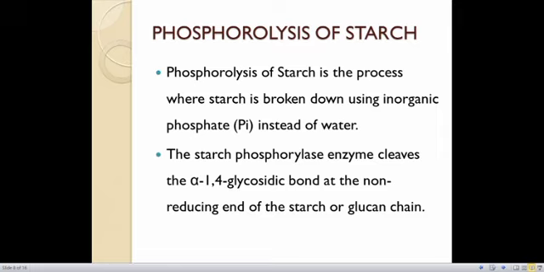We know that starch is the main storage form of energy in plant cell. There are alpha-1,4-glycosidic bonds in starch molecule. Whenever phosphate is added to starch, these bonds break down and starch is converted into glucose 1-phosphate. This is the process of phosphorylasis of starch.